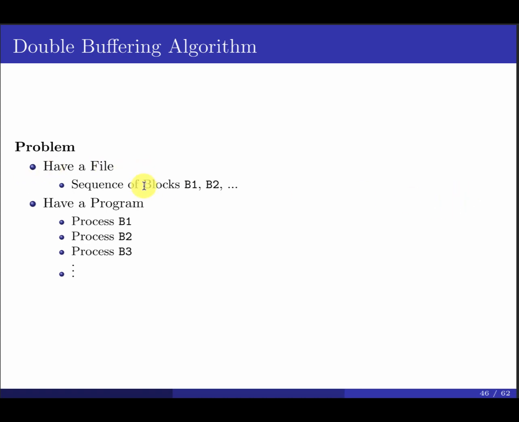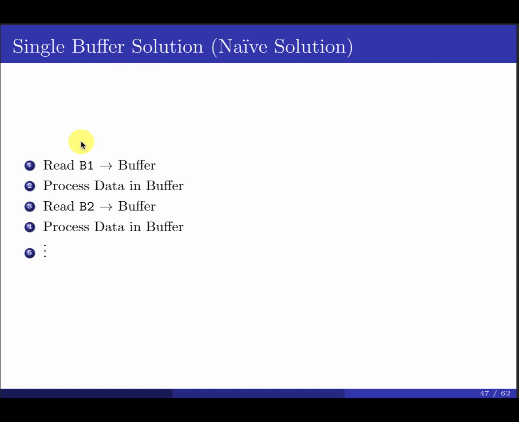Let's see an example here. Assume that you have a file, and the file has many blocks, P1 and P2, and so on, or A, B, C, D. Then you need to do what? The program that we have accesses this file block by block. Take the first block, read it, and process it. The second block, the third block, and so on, in sequence. Good. So this is the single buffer we thought about.